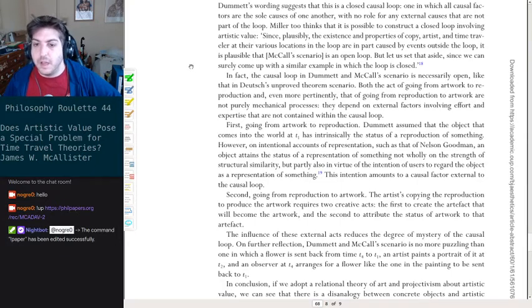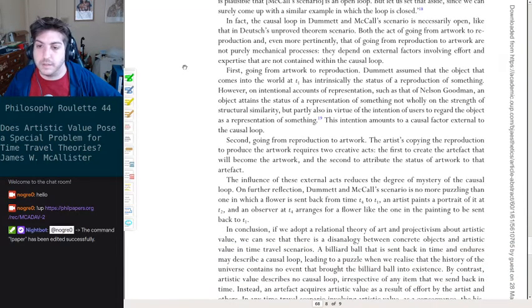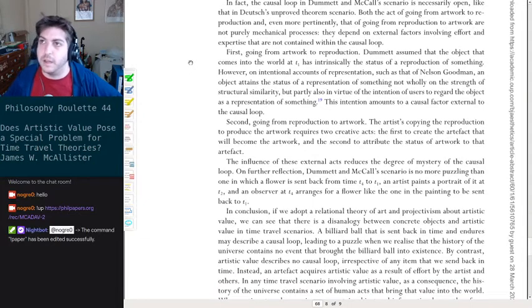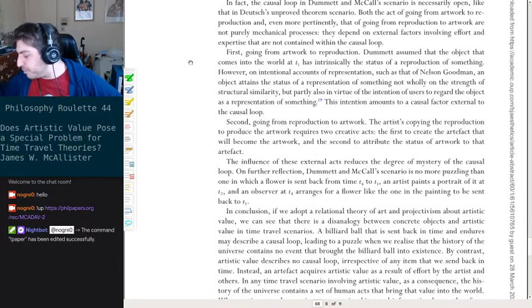Okay. In fact, the causal loop in Dummett and McCall's scenario is necessarily open, like that in Deutsch's unproven theorem scenario. Both the act of going from artwork to reproduction and, even more pertinently, that of going from reproduction to artwork are not purely mechanical processes. They depend on external factors involving effort and expertise that are not contained within the causal loop. Yeah, it's not so easy to copy a painting. That's why forgers are in high demand. Maybe not high demand, I don't know. But they do get paid.